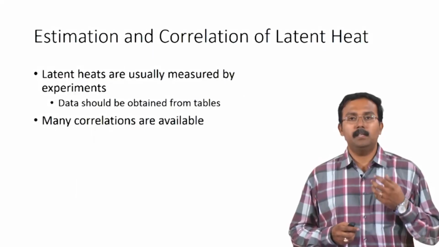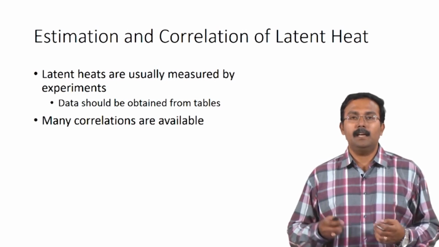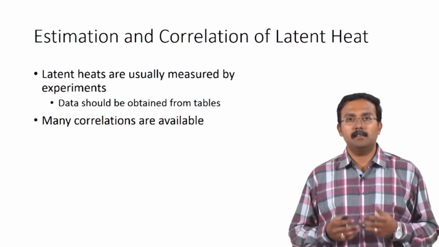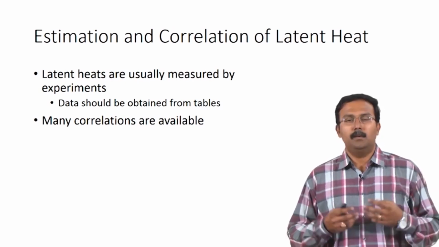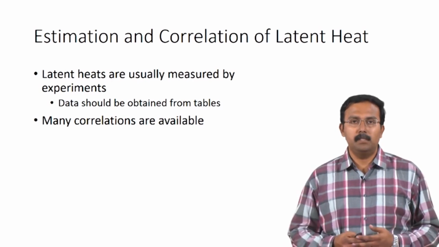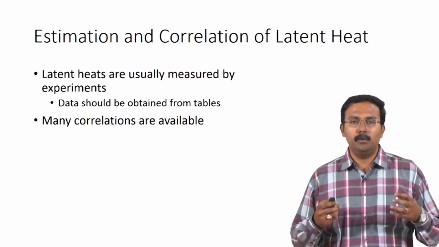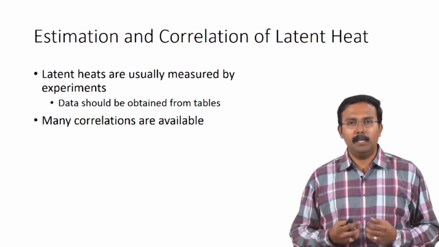We need to estimate these latent heats using different correlations, and in today's lecture we will talk about what correlations can be used, how to apply them, and what values you would be getting. So, latent heats are usually measured by experiments. The data usually is obtained from tables. However, as I said, in many cases such value is not readily available. When data is not readily available in tables, you would have to use many correlations that are available. So, we will look at some of the correlations which can be commonly applied.